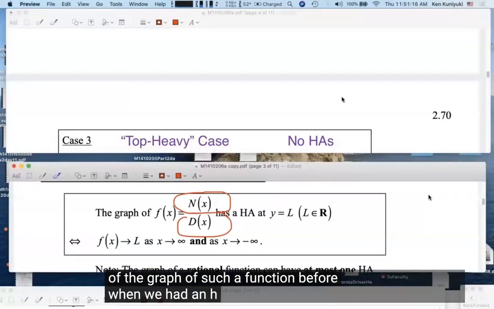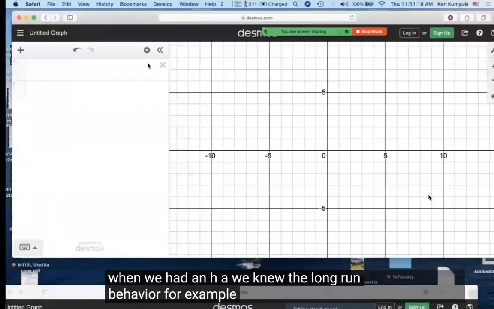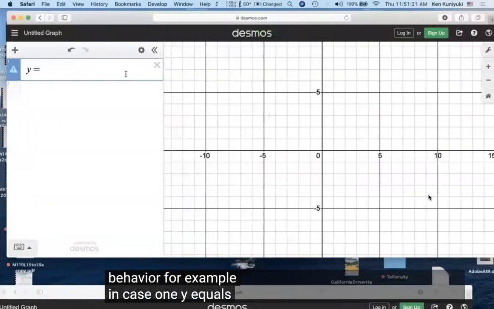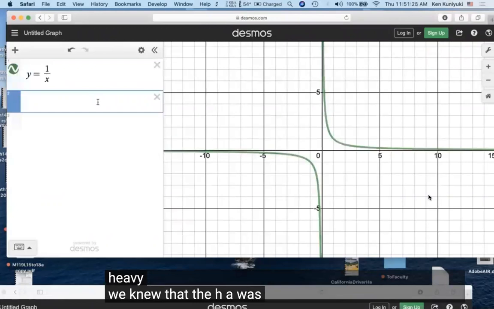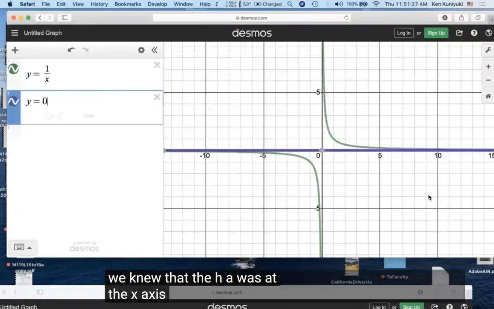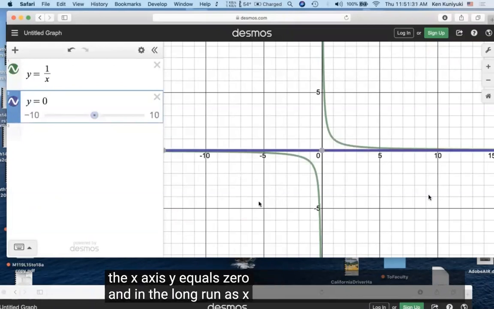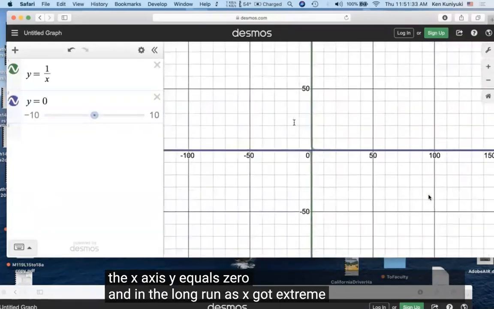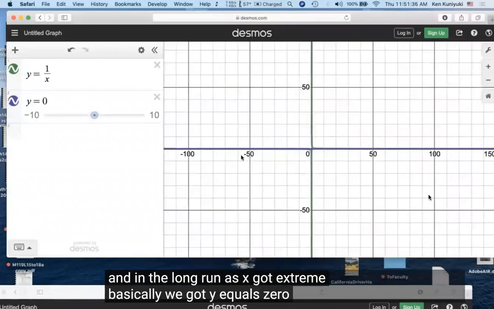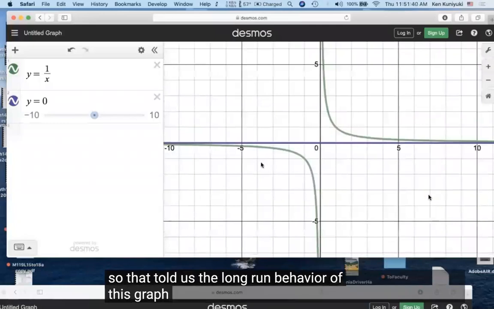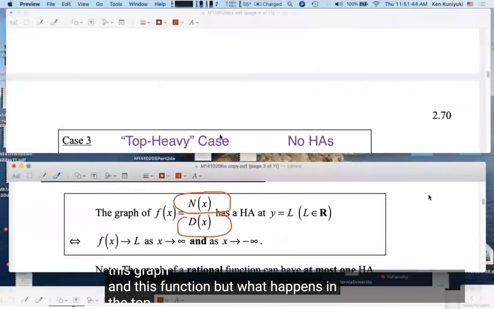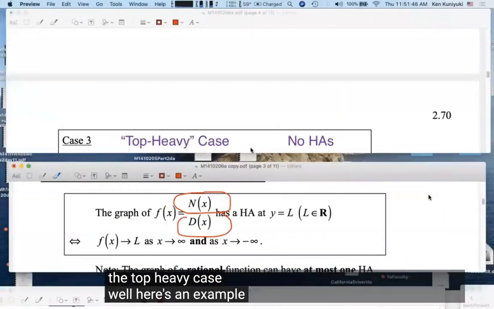Before, when we had an HA, we knew the long-run behavior. For example, in case 1, y equals 1 over x, bottom heavy, we knew that the HA was at the x-axis, y equals 0. And in the long run, as x got extreme, basically we got y equals 0. So that told us the long-run behavior of this graph and this function. But what happens in the top-heavy case? Well, here's an example.